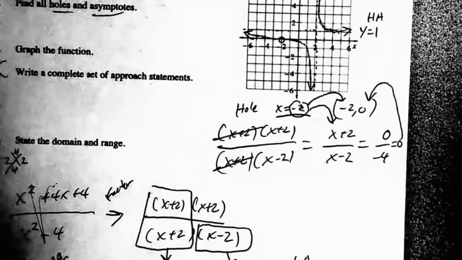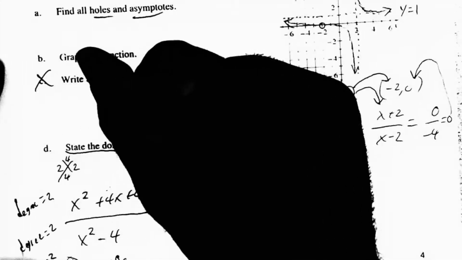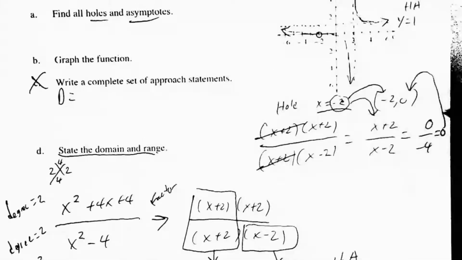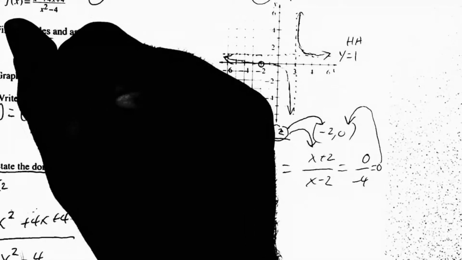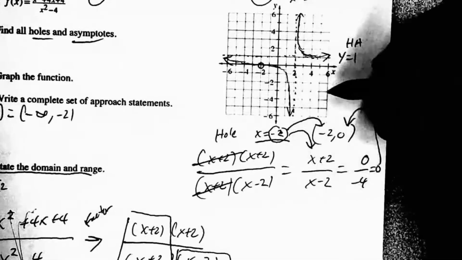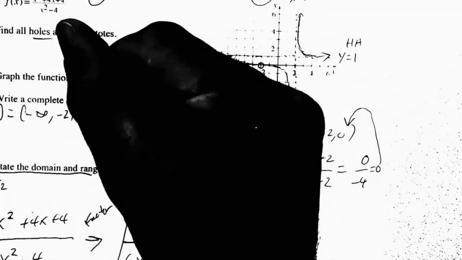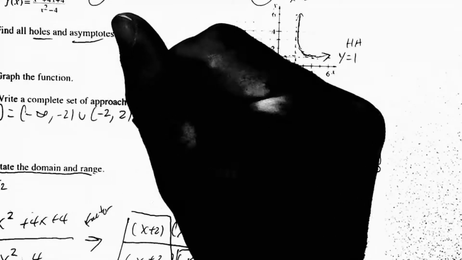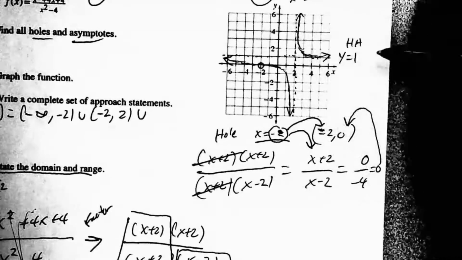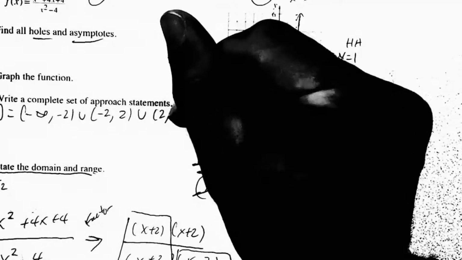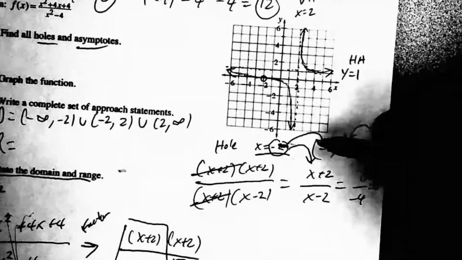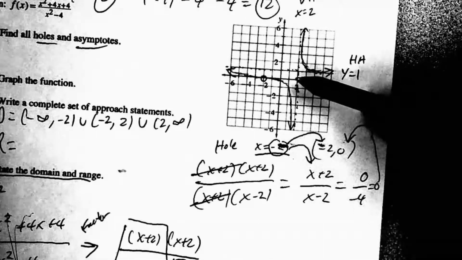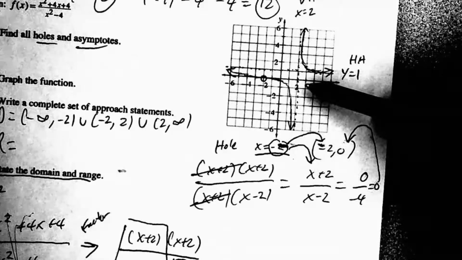I will do domain and range. So I'm going to answer domain and range right here. The domain is everything from negative infinity up until negative 2. Then we do negative 2 up until 2. And then we do 2 to infinity. For the range, it's everything from negative infinity up until 0.